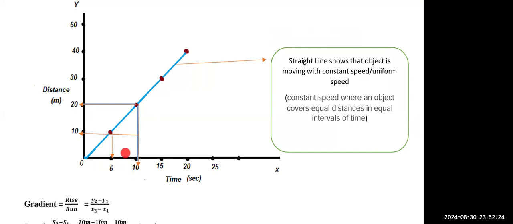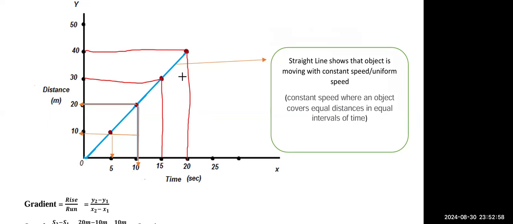And in the next 5 seconds, the body is again covering a distance of 10 meters here, and just like that. If you look at this point, in 5 seconds the body is covering 10 meters, 30 plus 10, again 40. So in equal time intervals, equal distance is covered, so the body is moving with constant speed.